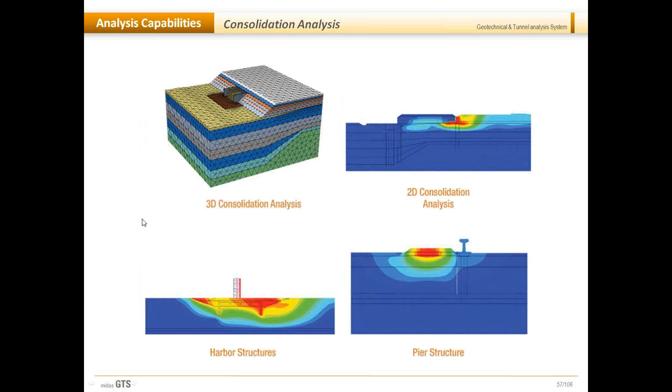Now, consolidation analysis. It can be done for 2D or 3D structures. You have a few examples here for harbor structures or pier structures. You can consider bidirectional drainage boundary condition.